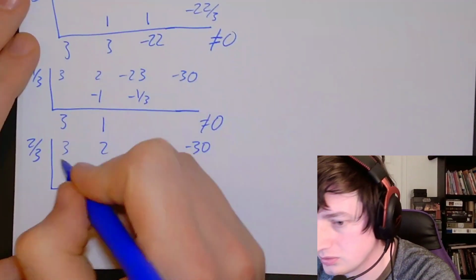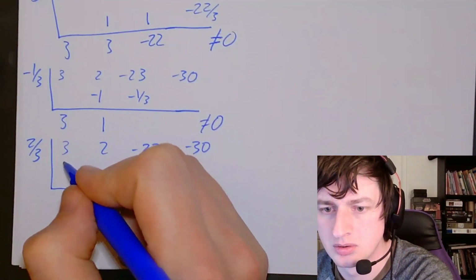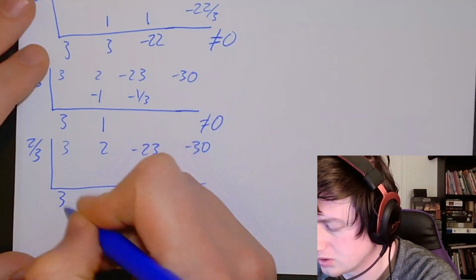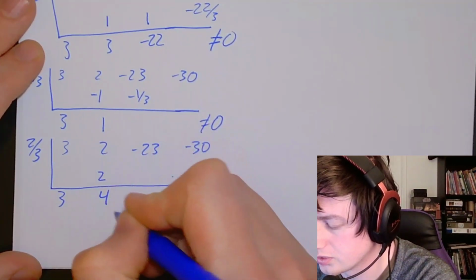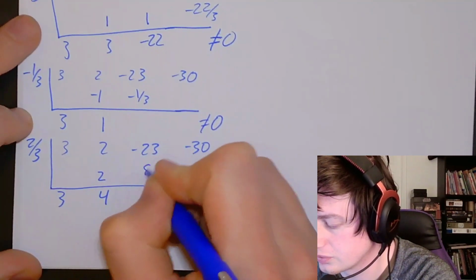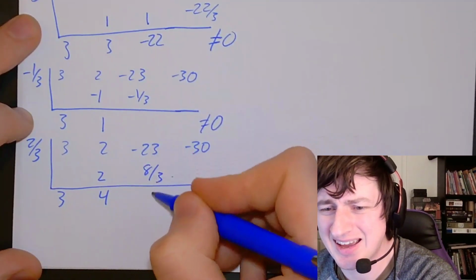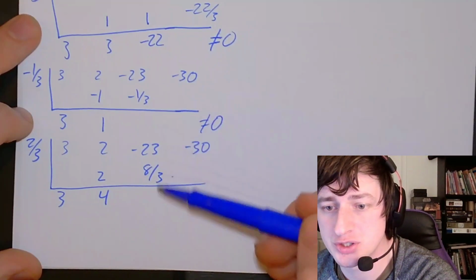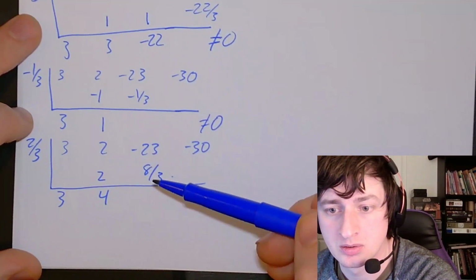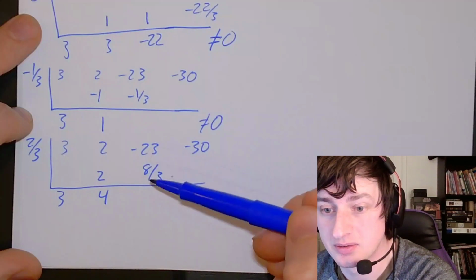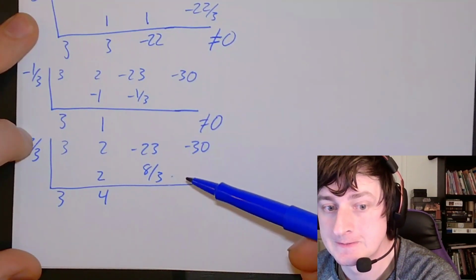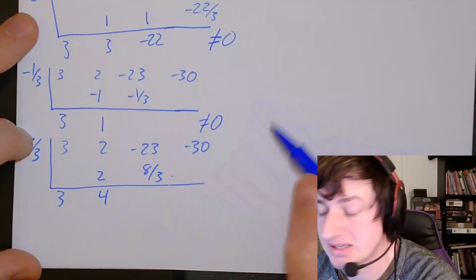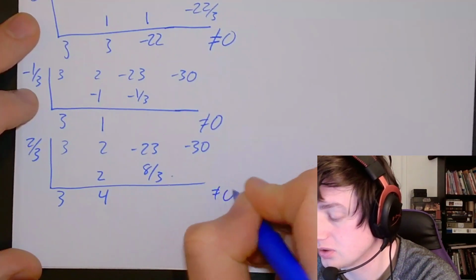We're going to add down. 3 times 2/3 is 2. We get a 4 times 2/3 is 8/3. This is going to add to be some fraction that doesn't simplify. And then we're going to multiply it by 2/3, which is not going to simplify. And so this is not going to equal 0 either.